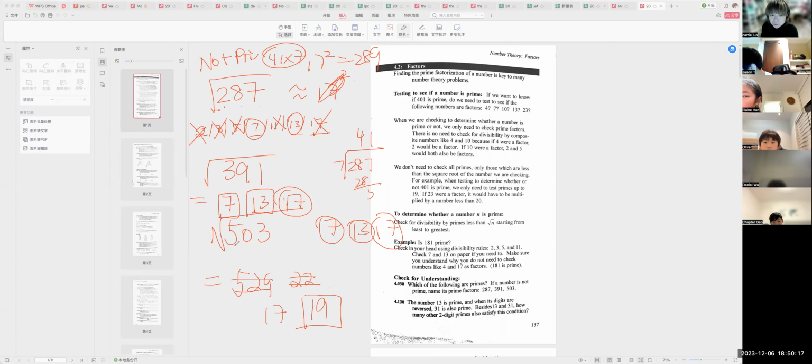Get it? So if you take a look at this one, 503 is not divisible by anything. So just try 7, 13, 17, and 19. These 4 numbers. Get it, everybody? Okay, I think you already know how to do these ones, right? Do you understand?